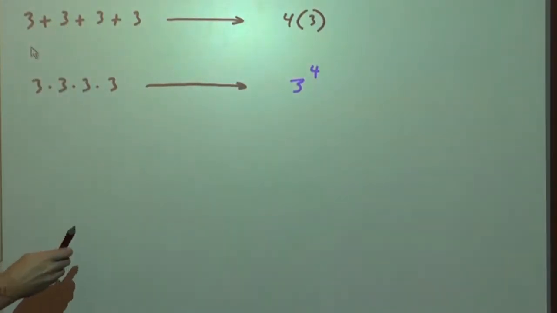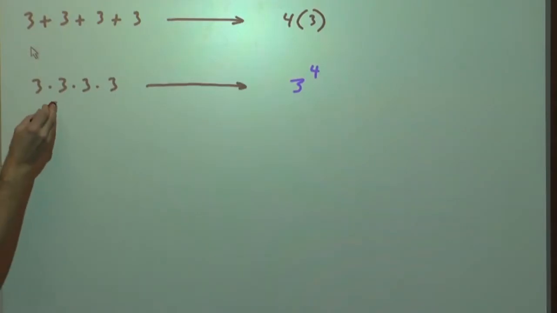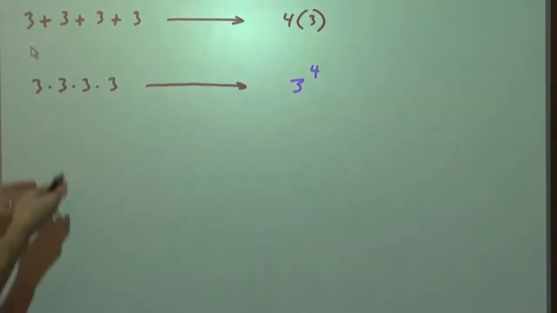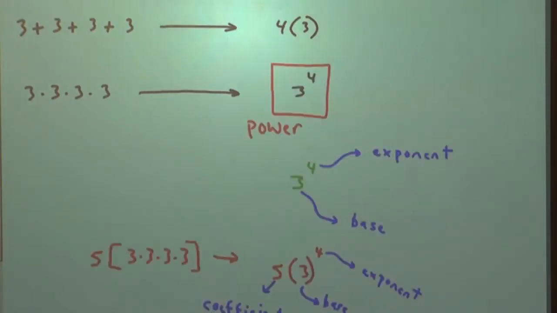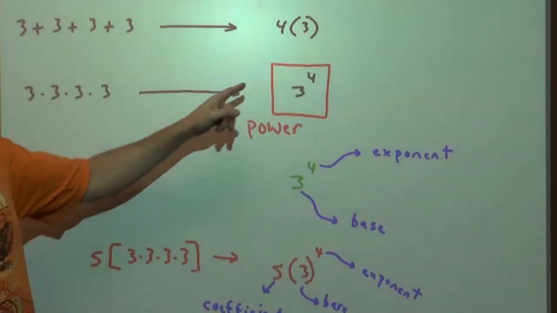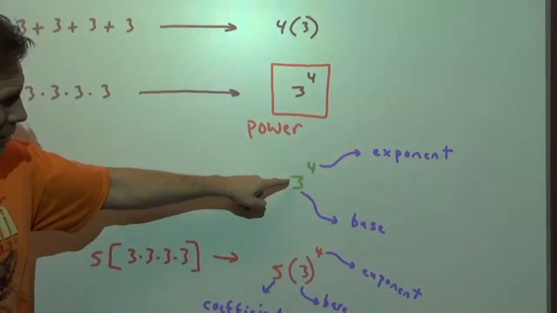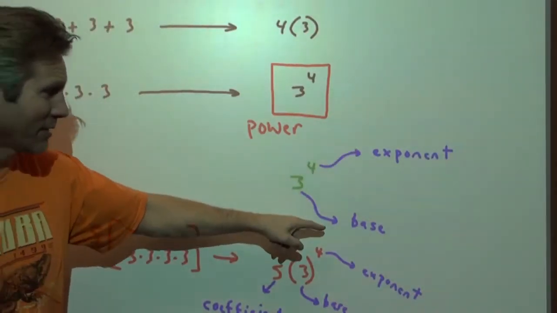And then a few centuries later, somebody said, I'm tired of writing 3 times 3 times 3 times 3 in the sand. I'm going to invent powers, 3 to the 4th. That's what that means. So this is 3 to the 4th. It's called a power. That is the exponent, and the 3, the number you keep multiplying by, that's the base.